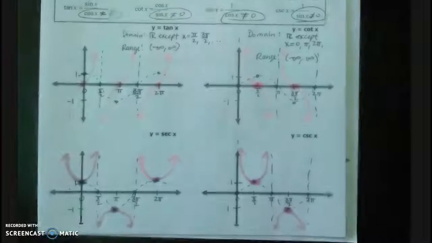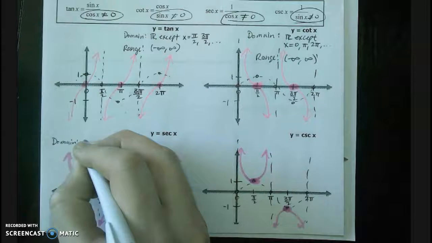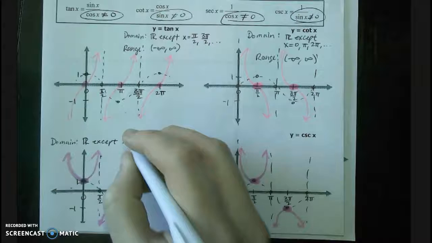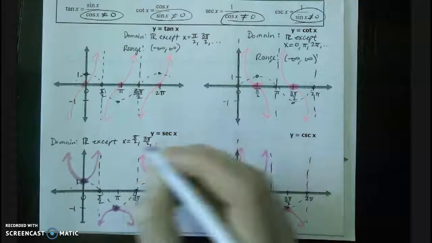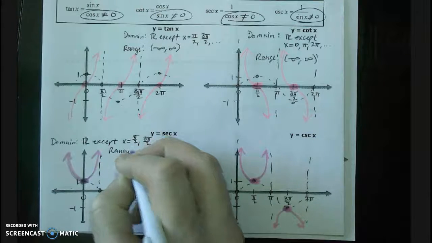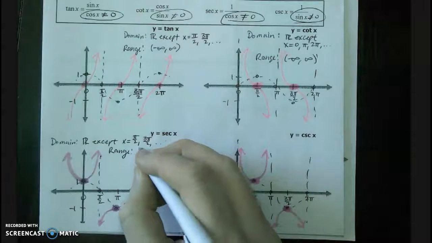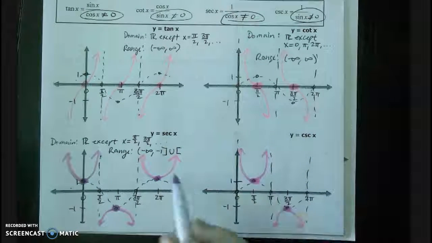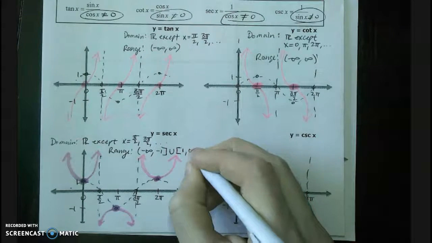So let's do domain and range for these. Domain here is all real numbers except for your asymptotes, which are pi over 2, 3 pi over 2, and so on. Your range, there's two sections. There's the bottom section, which starts at -1 and goes to -infinity, but you want to go smallest to biggest, so -infinity to -1. Then there's a top section, which starts at +1 and goes up to infinity.